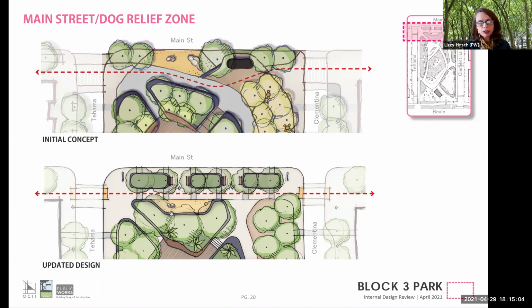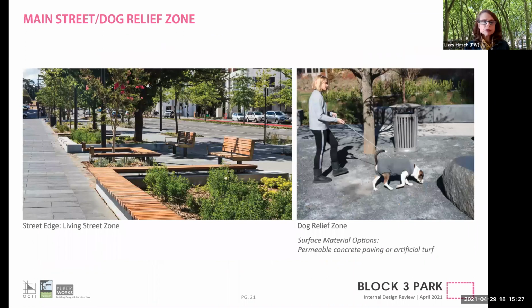And then the last shift is the flipping of the dog area that was once on the street edge. We flipped it to the park edge. For a number of reasons, but the main reason is really to make it a little more protected for dog owners and create this nice big buffer of landscape on the street edge. So these are examples of what that would feel like: big vegetated landscape basins with trees, and then a potential, you know, we haven't actually gotten into the material of this, but this notion of a tucked away dog relief zone.